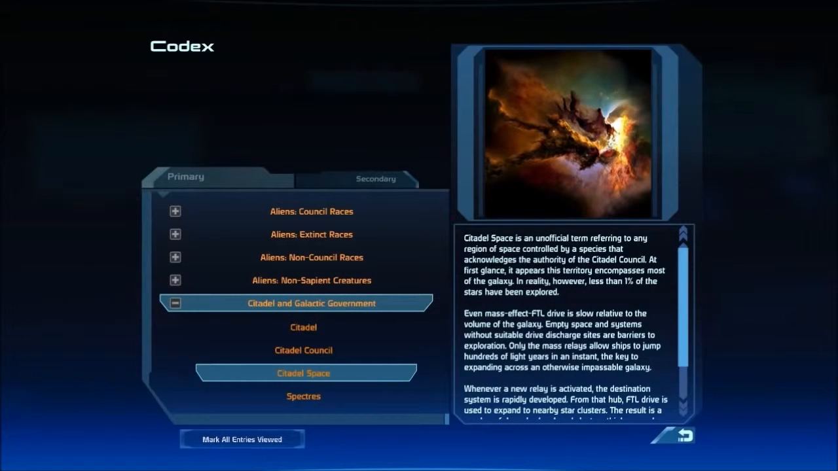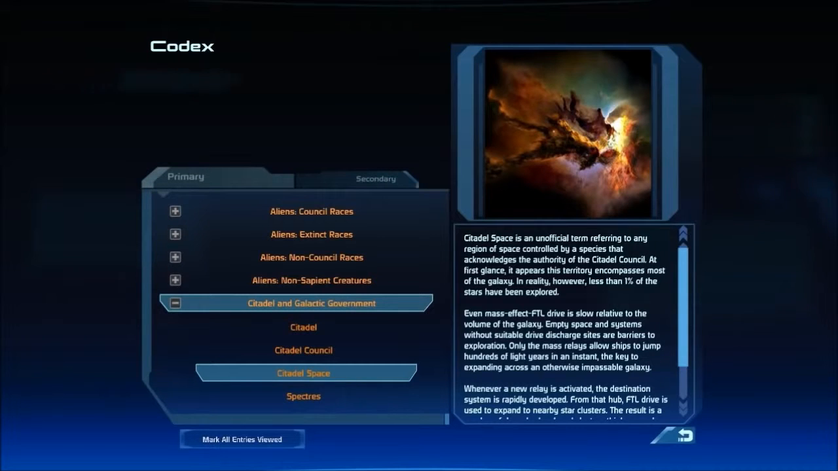Citadel Space is an unofficial term referring to any region of space controlled by a species that acknowledges the authority of the Citadel Council. At first glance, it appears this territory encompasses most of the galaxy. In reality, however, less than 1% of the stars have been explored. Even Mass Effect FTL Drive is slow relative to the volume of the galaxy. Empty space and systems without suitable drive discharge sites are barriers to exploration.